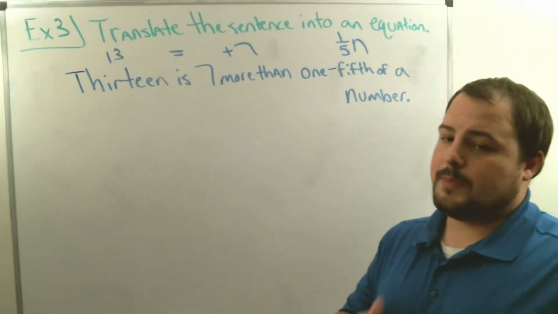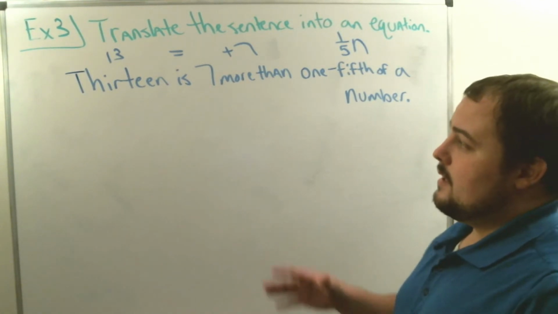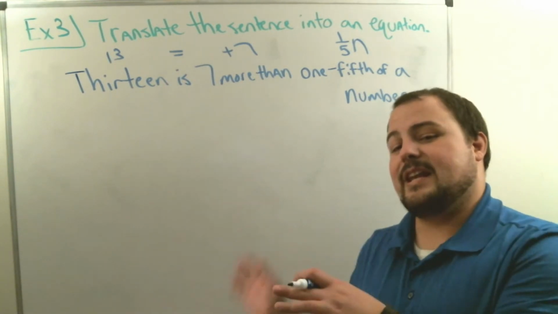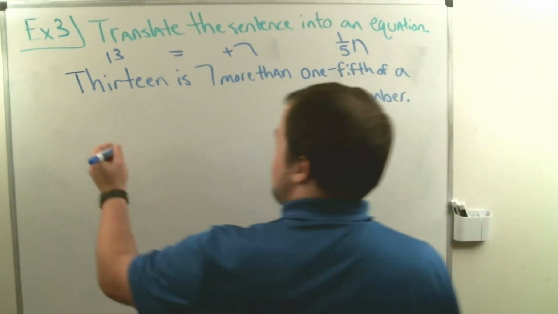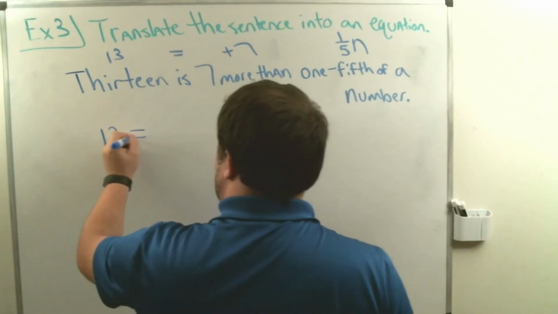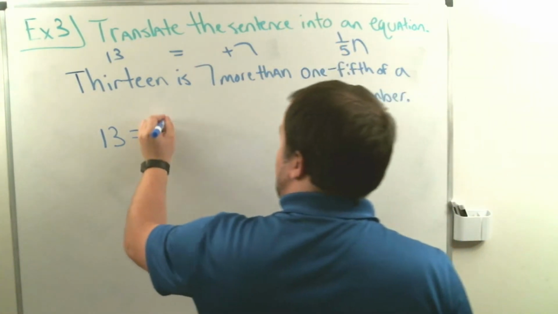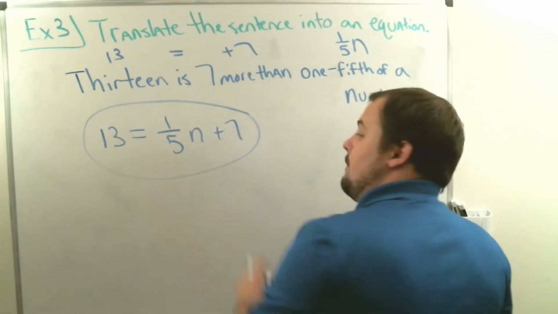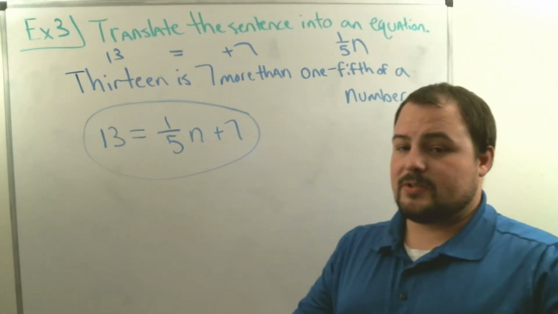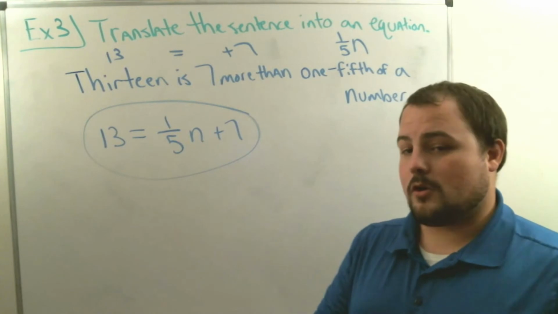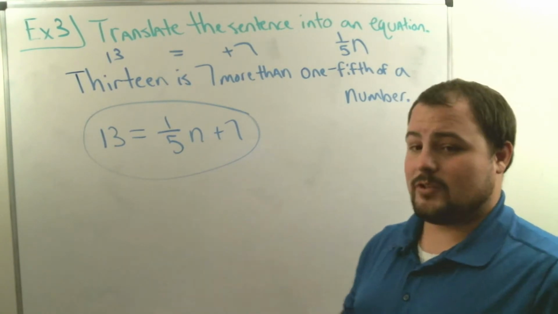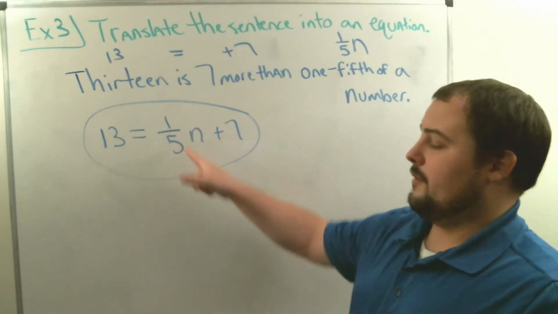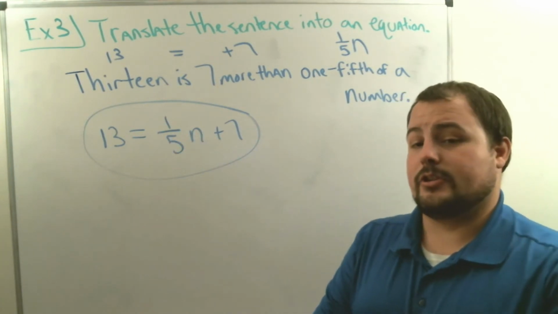Now we're just going to rearrange it based on the rules that we were just talking about. It says 13 is 7 more than. So I know that 7 is being added at the end of the problem. So in this case, I have 13 is 1/5 of a number and 7 more than that. Since we're adding numbers, the order in which you add these doesn't matter, but if you're going for accuracy, this is the answer that matches what we're reading. 13 is 7 more than 1/5 of a number. And that's the answer to this problem.